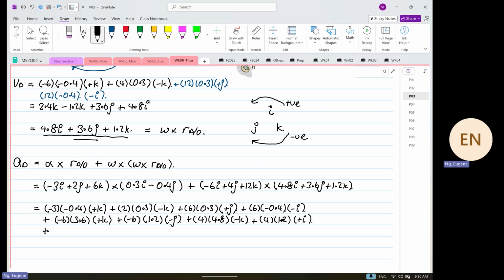Then plus 12 and 4.8. So K cross I is positive J. Then 12 and 3.6. So K cross J is minus I. And then, yeah, that's it. Okay.